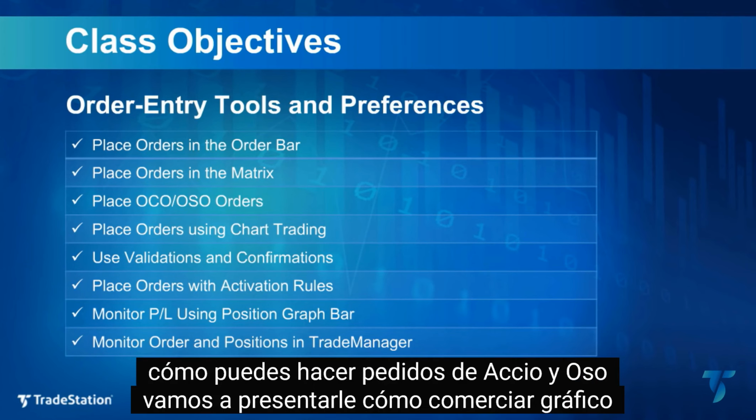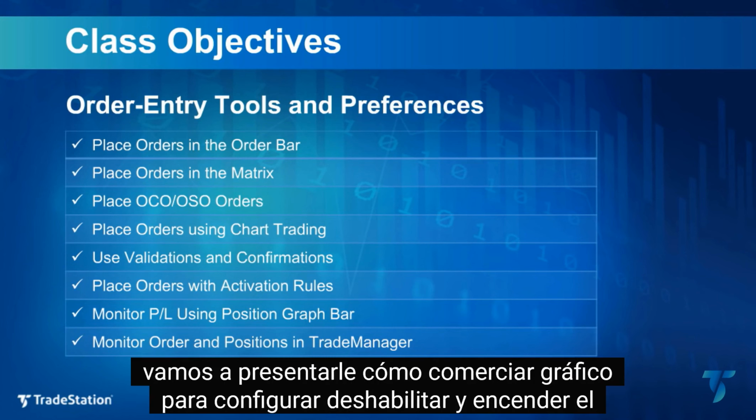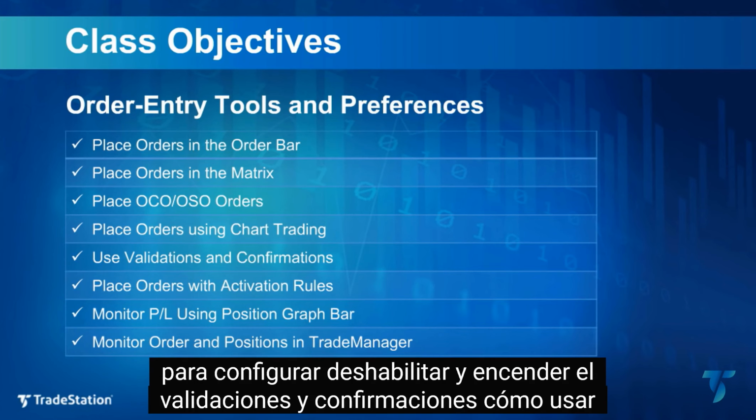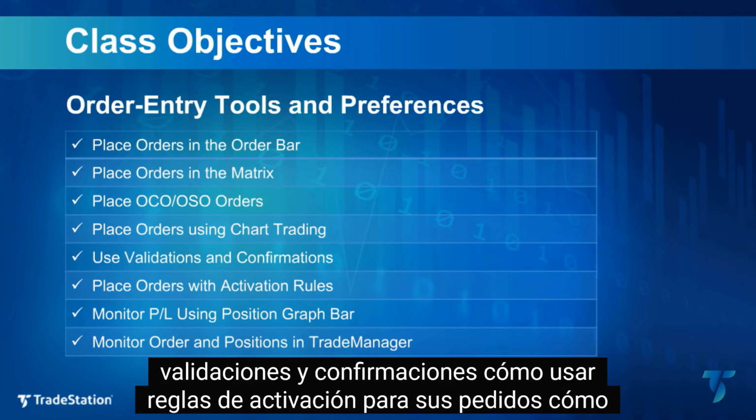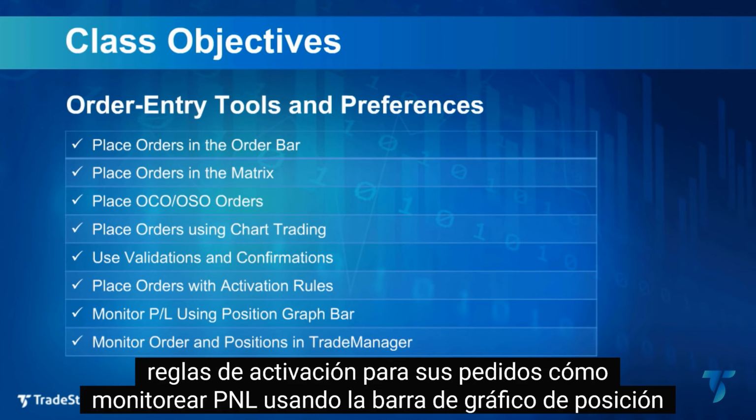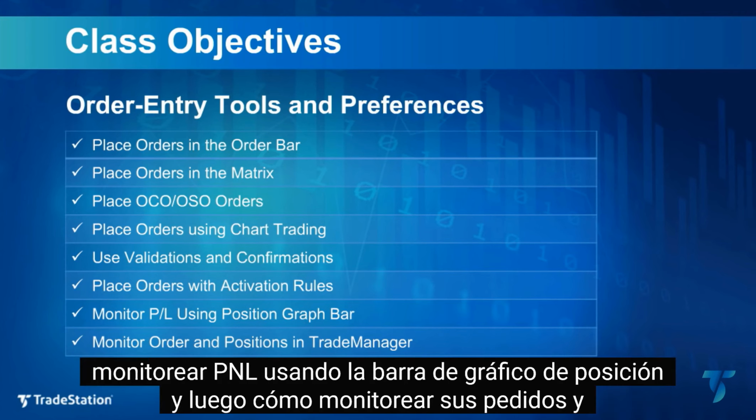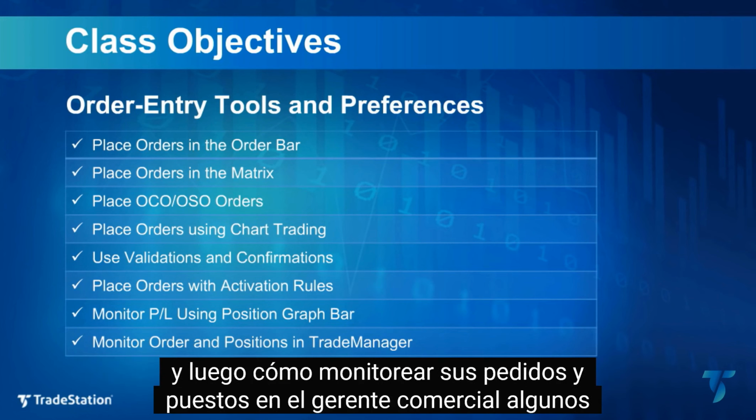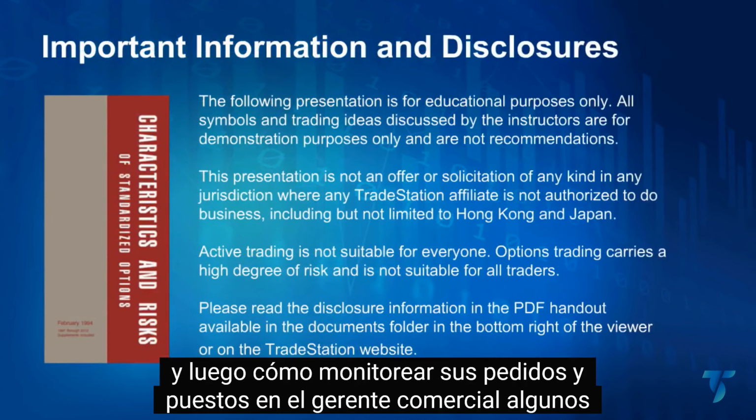We'll introduce to you chart trading, how to set up, disable, and turn on validations and confirmations, how to use activation rules for your orders, how to monitor P&L using the position graph bar, and then how to monitor your orders and positions in the Trade Manager.